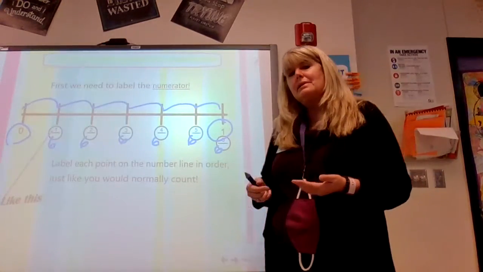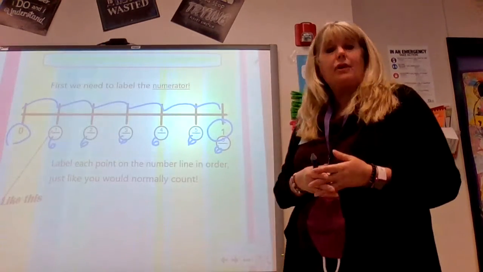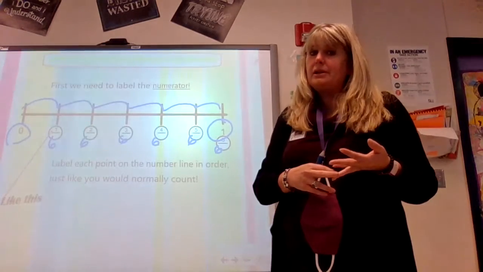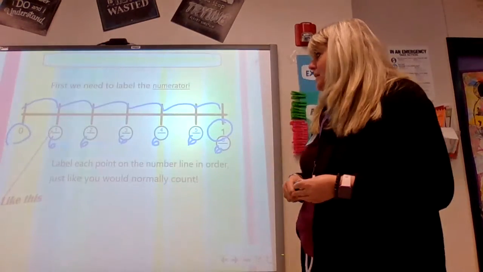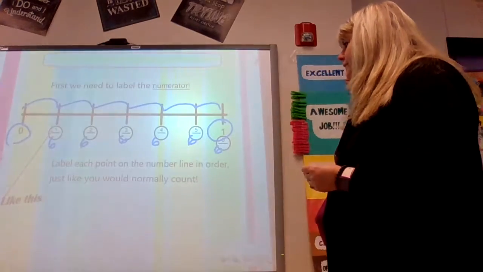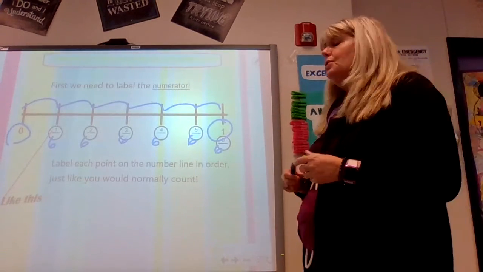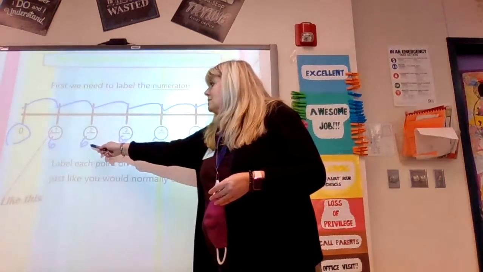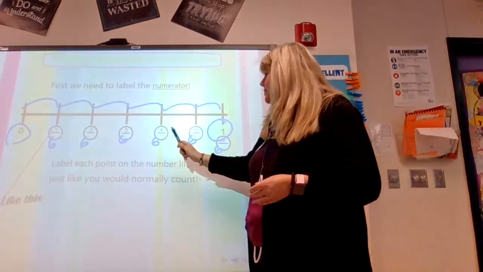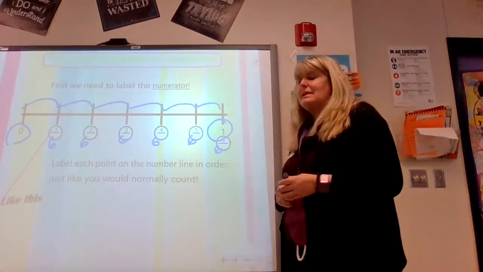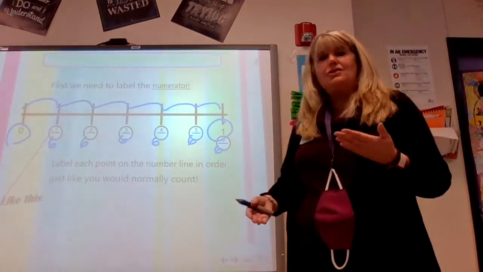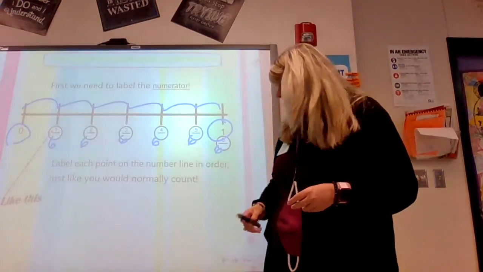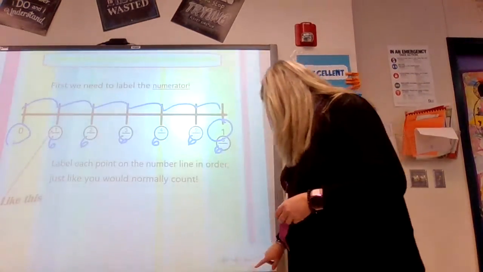So by the end of the lesson today, you'll understand more about fractions on a number line, what the denominator looks like, what the numerator looks like, what the pieces stand for. So it says label each point on the number line in order, just like you would when you normally count. So this is 1/6, 2/6, 3/6, 4/6, 5/6, and 6/6. And notice 6/6 means you've got 6 pieces out of 6, and that is the same as one whole. So let's move on.